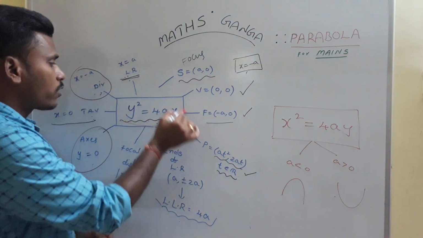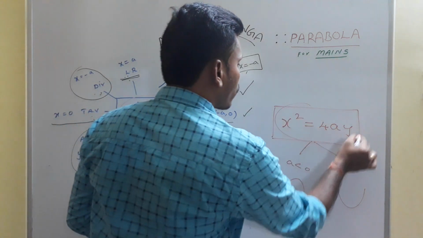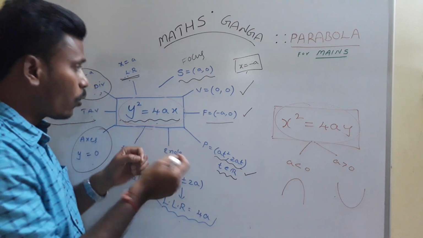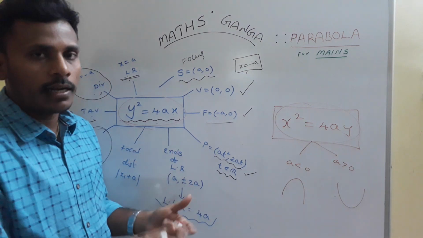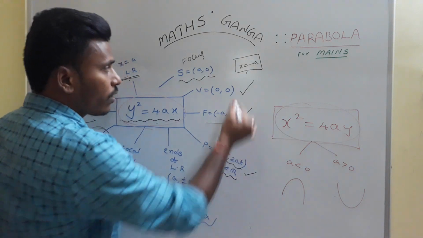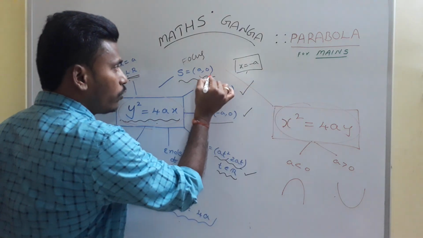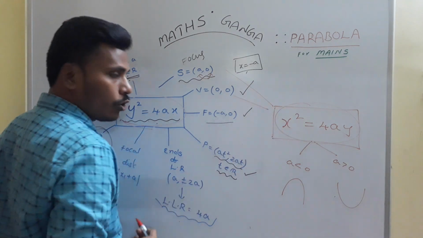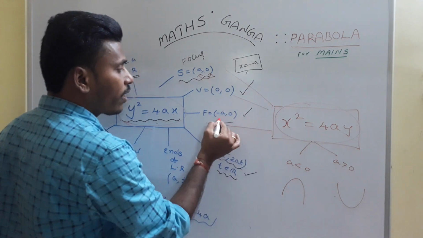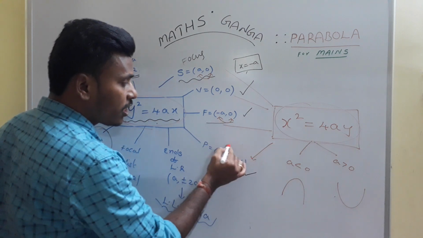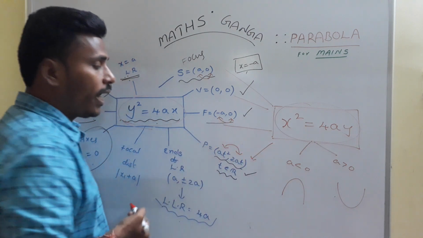See, if you observe y square equals 4ax as well as x square equals 4ay, the major change is that x and y are interchanged. Based on that, everything will get interchanged. If you need to identify the focus for x square equals 4ay, you just interchange these two: 0, a. Vertex is 0, 0. Whereas the foot of the directrix is 0, minus a. Whereas the parametric point, just interchange these two: 2at, at square.